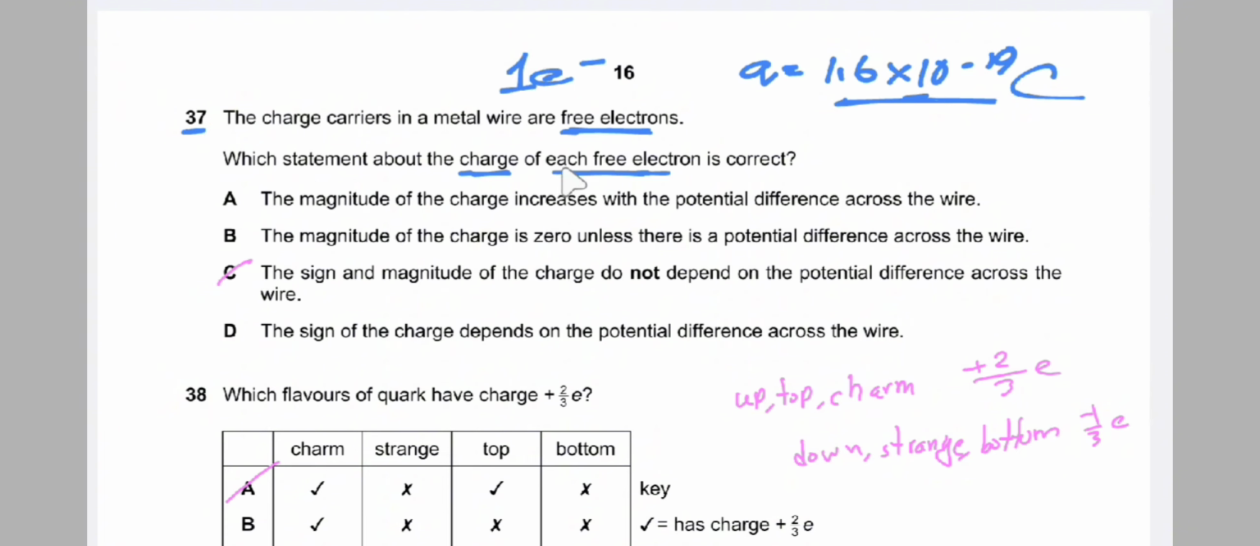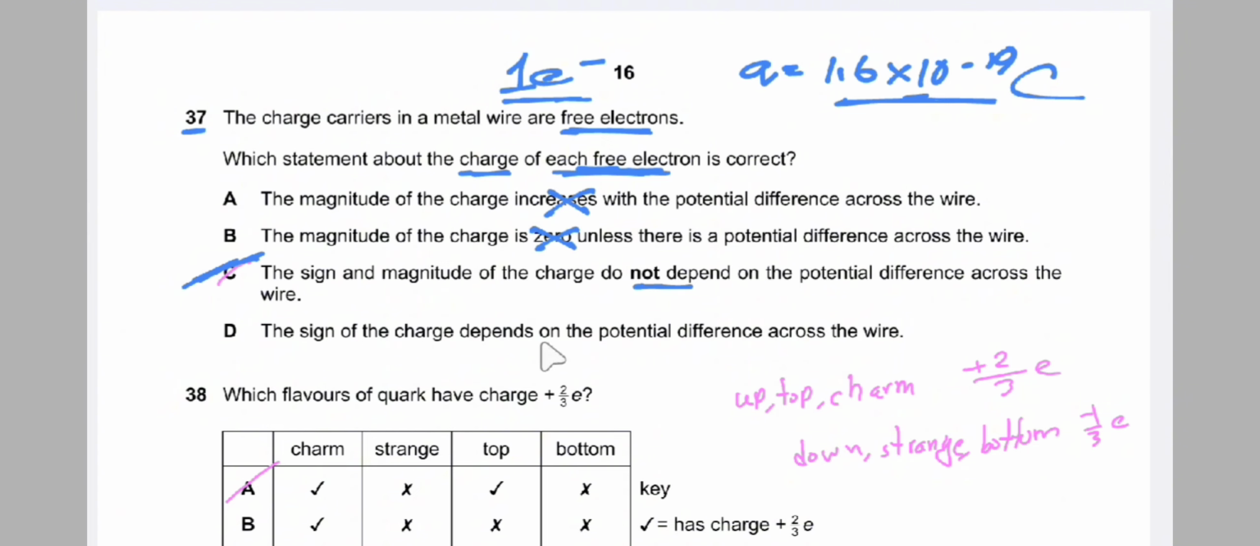Which statement about the charge of each free electron? It mentions each free electron, that is one free electron, and one free electron has a charge of 1.6 × 10^-19 coulomb. This is fixed. This cannot be increased or decreased. The magnitude of charge is not 0 unless the potential difference is 0. The charge of one electron is the same. The sign and magnitude of charge do not depend on the potential difference of the wire. Yes, this is true.